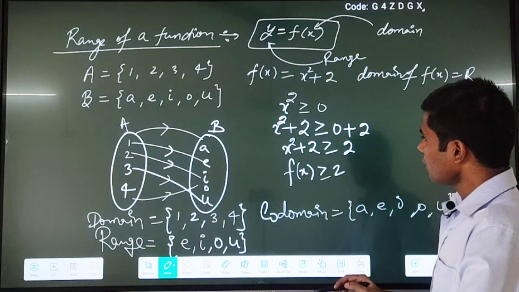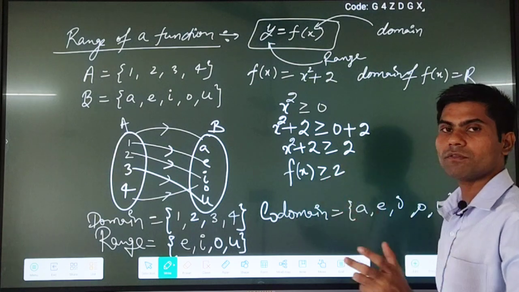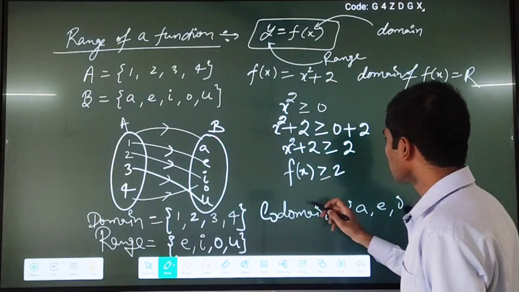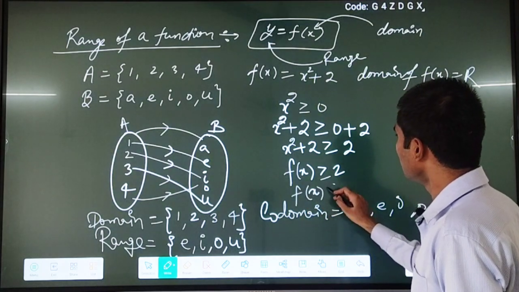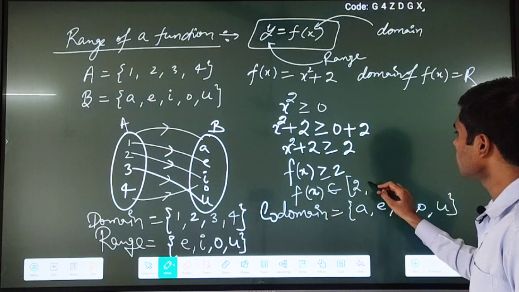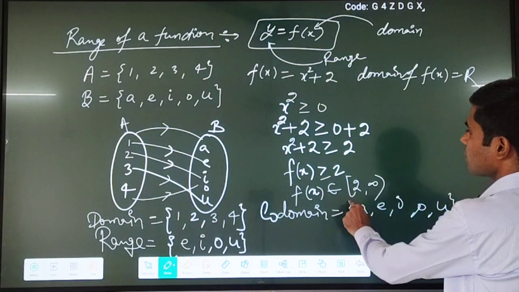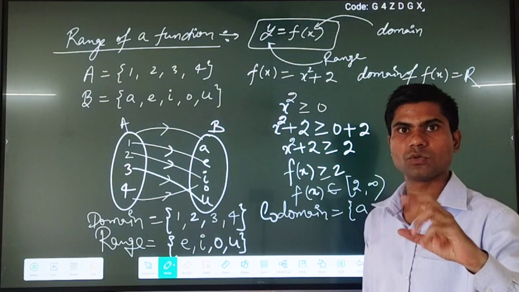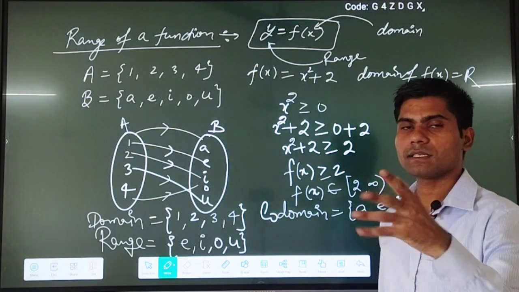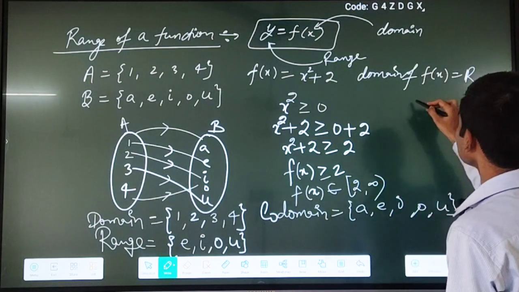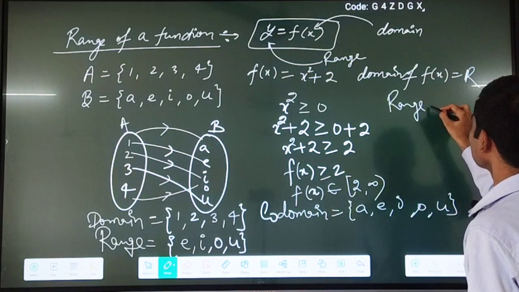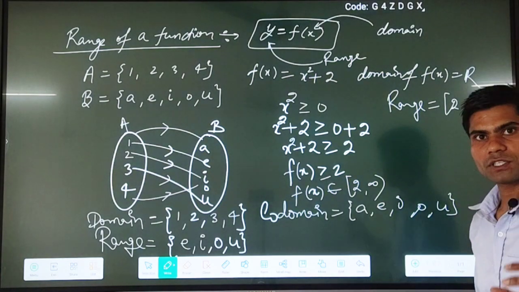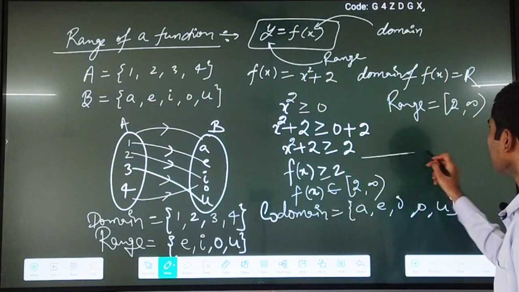It means f(x) is greater than or equal to 2, so the minimum value is 2. Maximum value has no limit, up to infinity. So here we can write f(x) belongs to [2, infinity). Here we apply a square bracket at 2 because 2 is included; the minimum value is 2, and it may be 2.1, 2.3, anything. So what is the range? Range is [2, infinity). And if you want to represent this set on the number line, you can easily represent it.